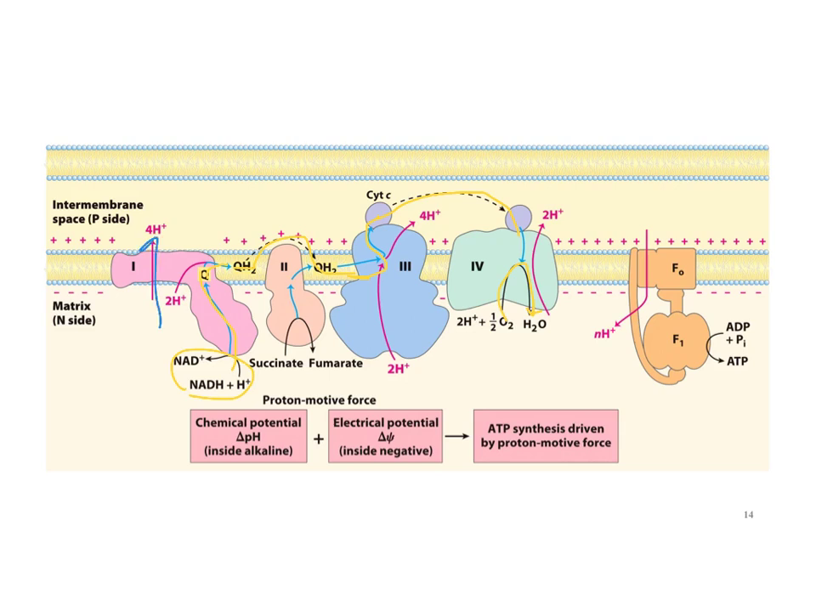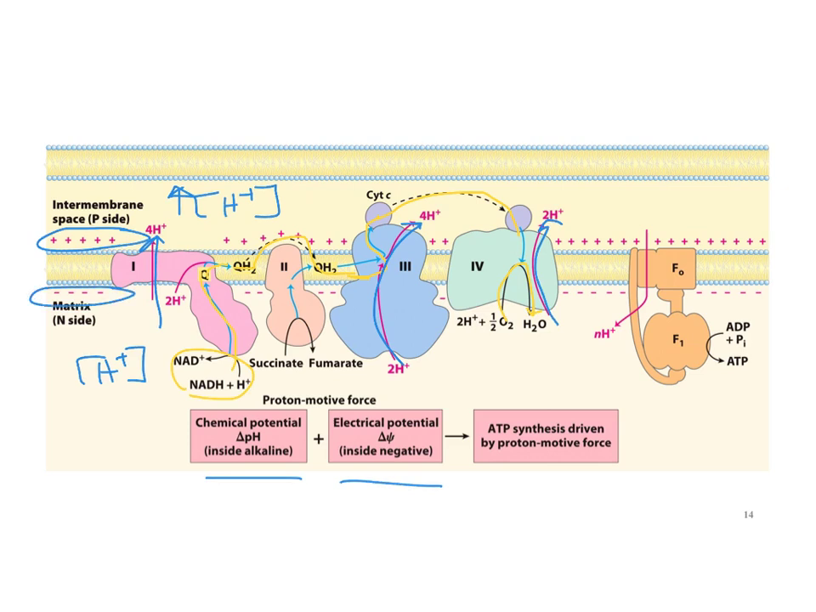In the process, each of these complexes, except for 2, will pump protons because of the energy released from moving electrons. What this causes is both a chemical potential and an electric potential. The chemical potential is because we have a high concentration of protons here compared to here. And because the protons are positively charged, we have an electric potential created because this side will have more positively charged atoms than the side underneath.